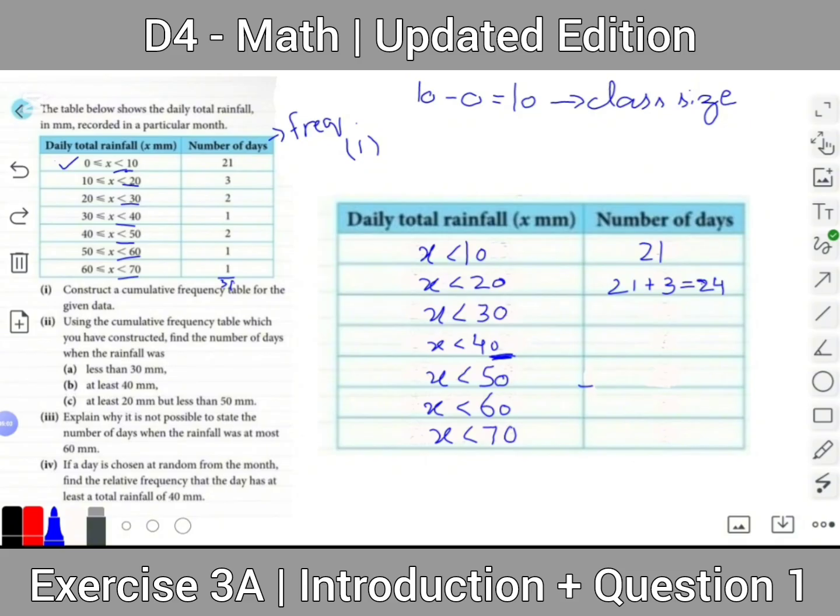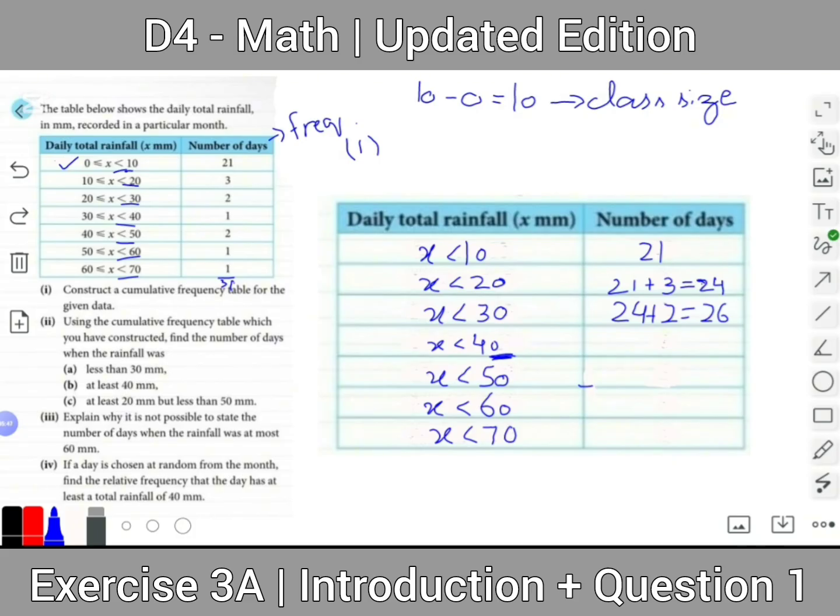Similarly, the cumulative frequency till 30 would be everything from 0 to 30. So 21 plus 3 plus 2 will be added. So 24 plus 2 gives us the cumulative frequency of 26. Similarly, we will do for all the groups.